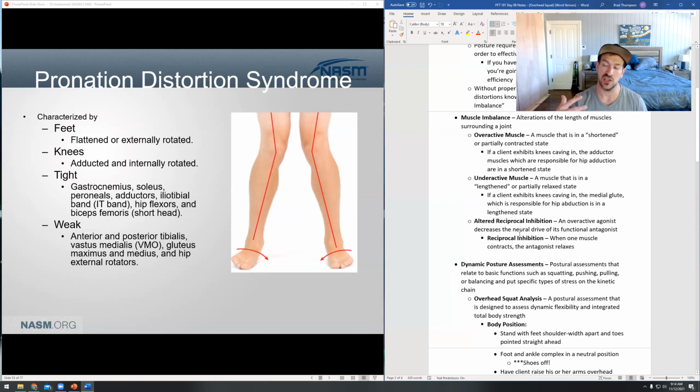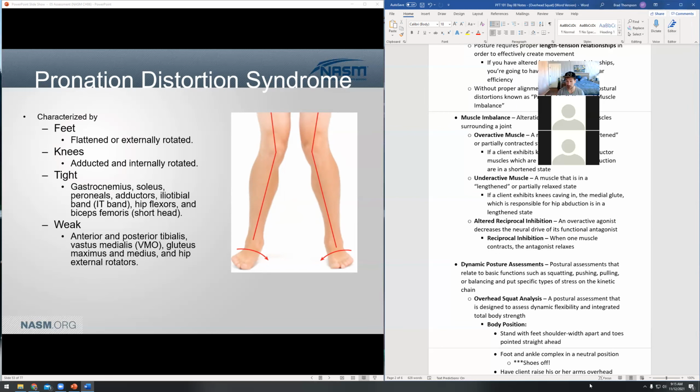Reciprocal inhibition is when one muscle contracts, the antagonist muscle is supposed to relax, right? All of your muscles have this agonist-antagonist relationship. So when I squeeze my bicep, my tricep is supposed to relax. When I squeeze my tricep, my bicep is supposed to relax. When I squeeze my chest, my upper back is supposed to relax. When I squeeze my upper back, my chest is supposed to relax. That's what's supposed to happen, and that's how our nervous system is arranged. That is reciprocal inhibition: when one muscle contracts, the antagonist is supposed to relax.